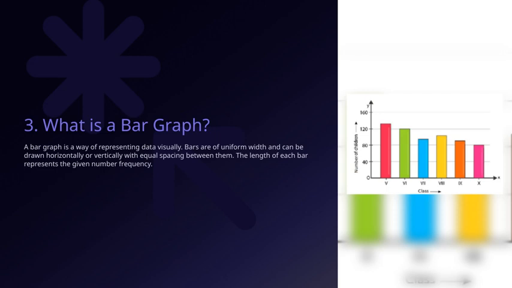Now, the length of each individual bar actually represents a specific number or frequency. So longer bars mean higher values, and shorter bars indicate lower ones. This visual approach helps you quickly grasp the differences and patterns in the data without having to sift through numbers. As we continue through this presentation, keep in mind that bar graphs are a fundamental tool for data visualization, making complex information much more accessible and engaging.